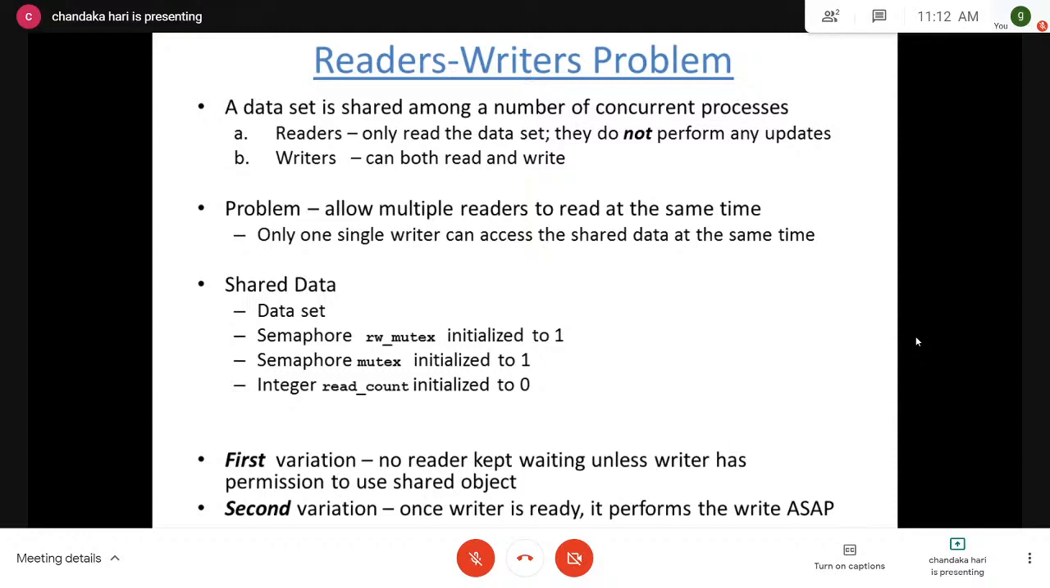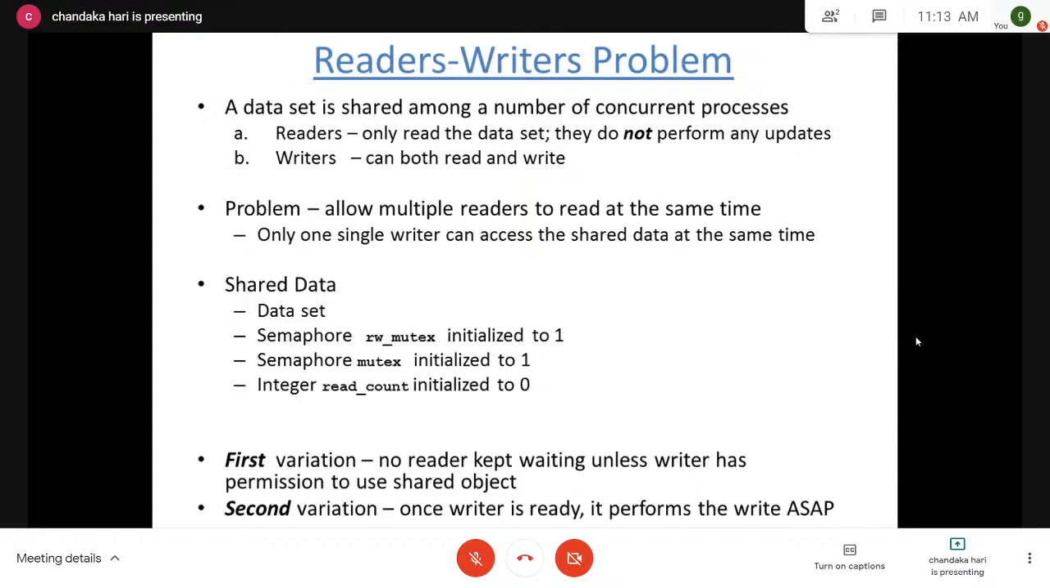So now, in order to overcome this data sharing problem, we'll take one semaphore, read-write mutex, which is initialized with one. Read-write mutex is a mutually exclusive variable. Semaphore mutex is initialized to 1, and we'll take another integer variable, read count, initialized to 0.